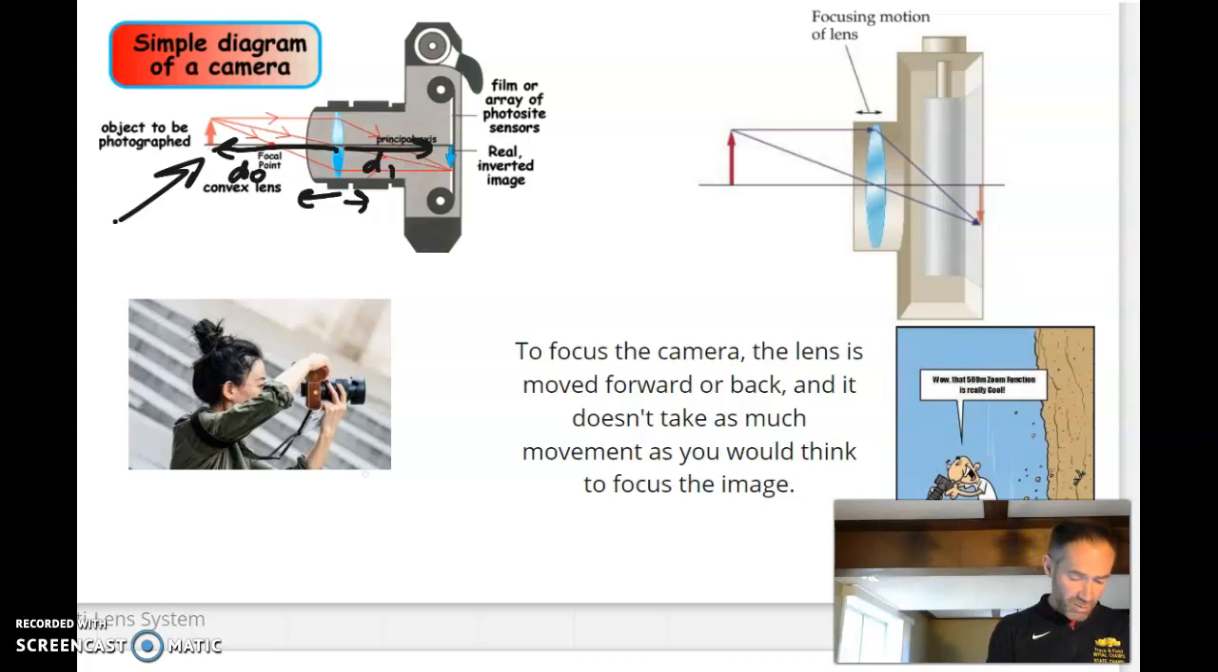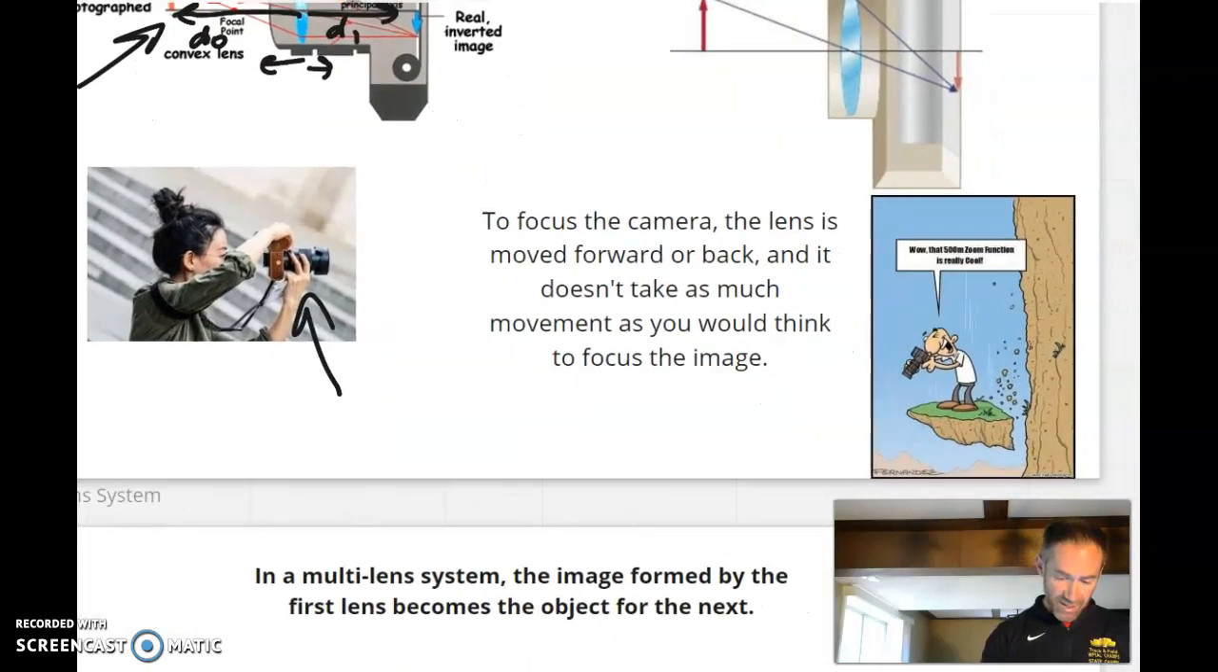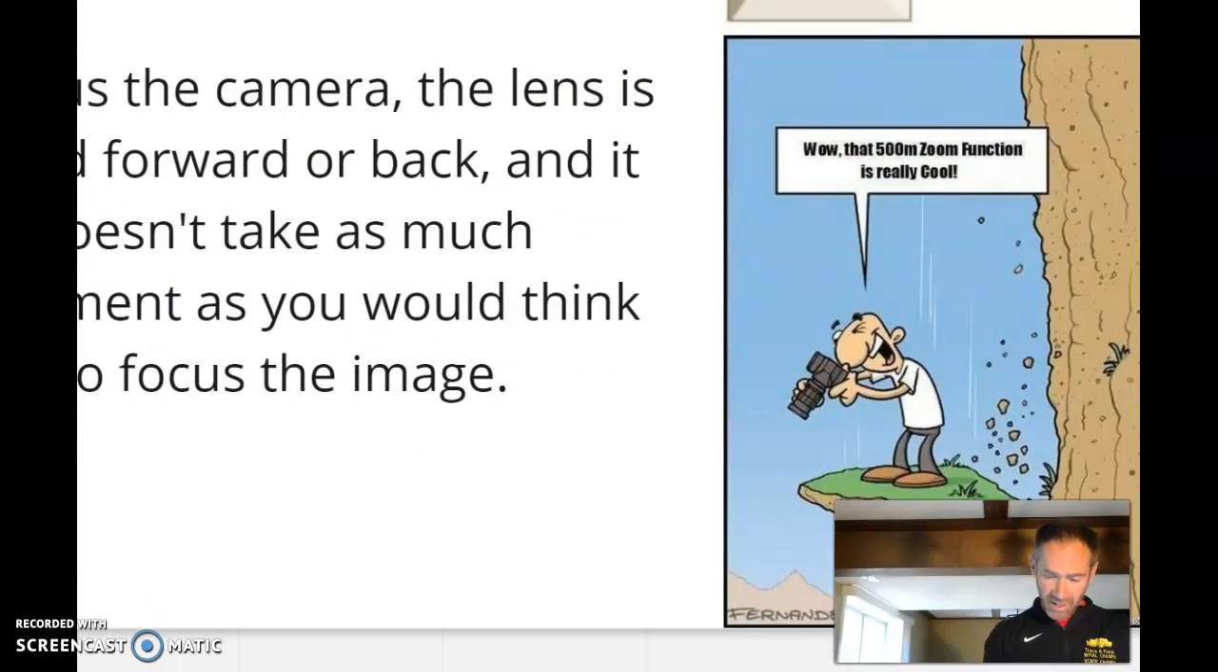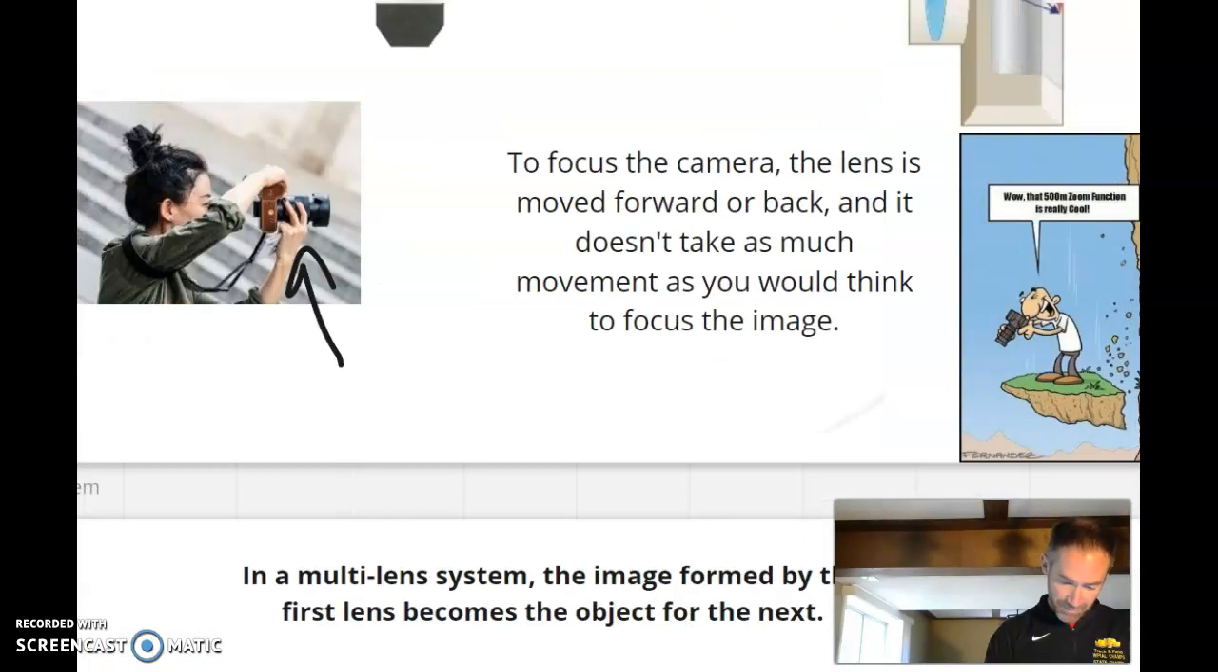If you are able to move the lens a lot like this, then you can focus on lots of different things. And so, as I say, we don't necessarily have to have a lot of movement to get a great focus. You don't have to be like this guy.